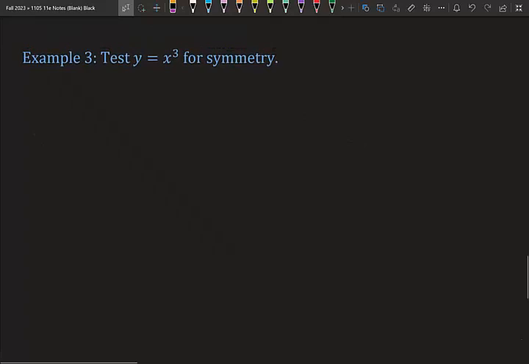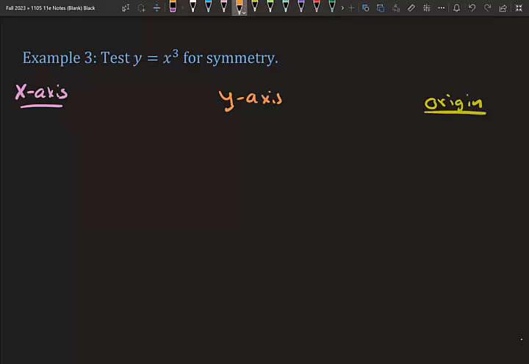So we have to test all 3. Why? Because it could be all 3. It could be 2 of them. It could be none of them. So we have to try our x-axis, our y-axis, and our origin. And we test them because you see sometimes it works, sometimes it doesn't. That's why we test for symmetry. We're seeing, does it follow the same guidelines that we want it to?